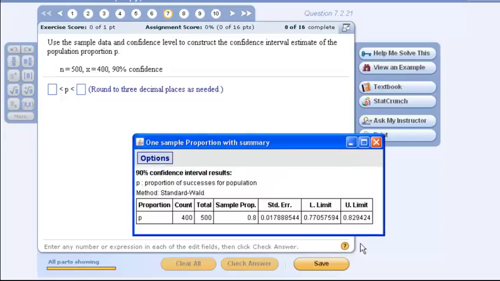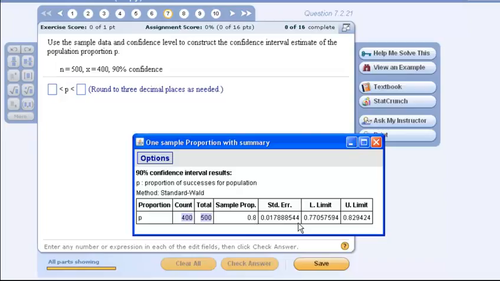Click Calculate, and it gives us quite a bit of information down here. This is the data that we put in. There were 400 successes out of 500 observations. That sample proportion, X over N, is 0.8. That's represented by P hat.